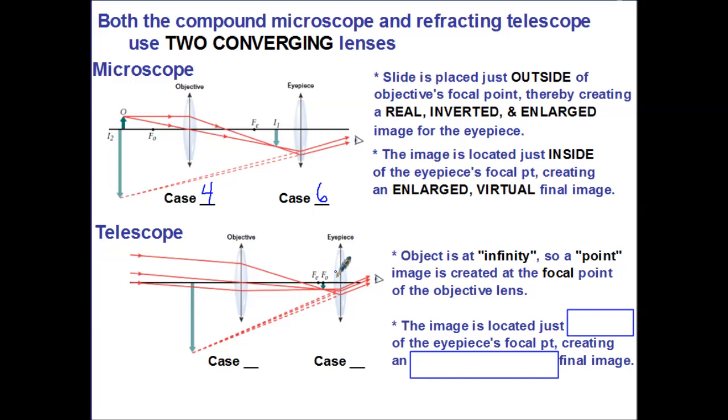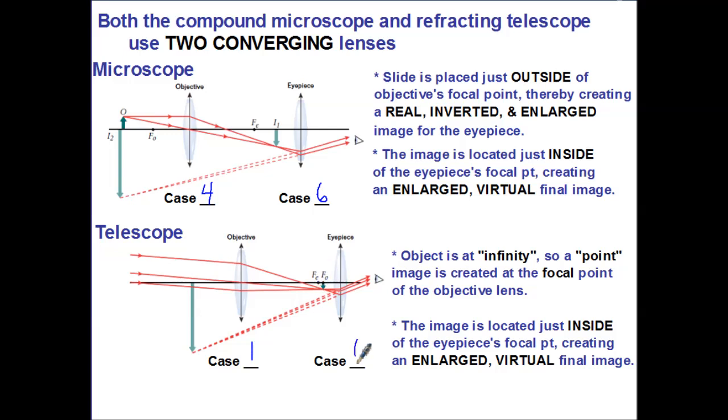The reason for that is that the image located just inside of the eyepiece will create an enlarged virtual final image of that distant object as we view here. Okay, so again, very similar to what we have up here, except because we're viewing a very distant object, we sort of put this in case number 1, where I have a very, very far object, parallel light rays coming in, creates an image at the focal point. We locate that just inside the eyepiece's focal point so that we can use case 6, again, to be able to view an enlarged virtual image of that object.